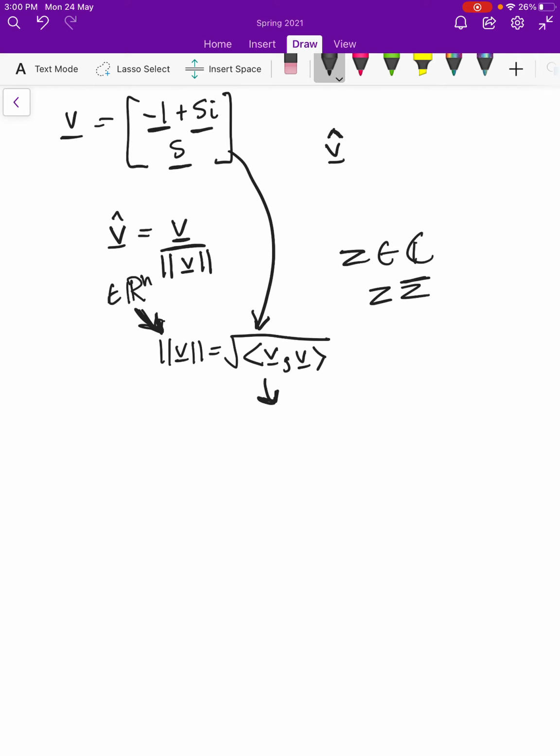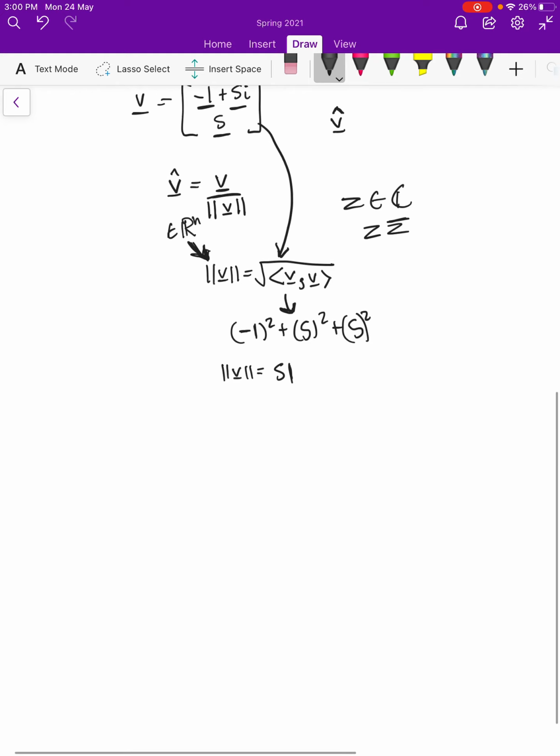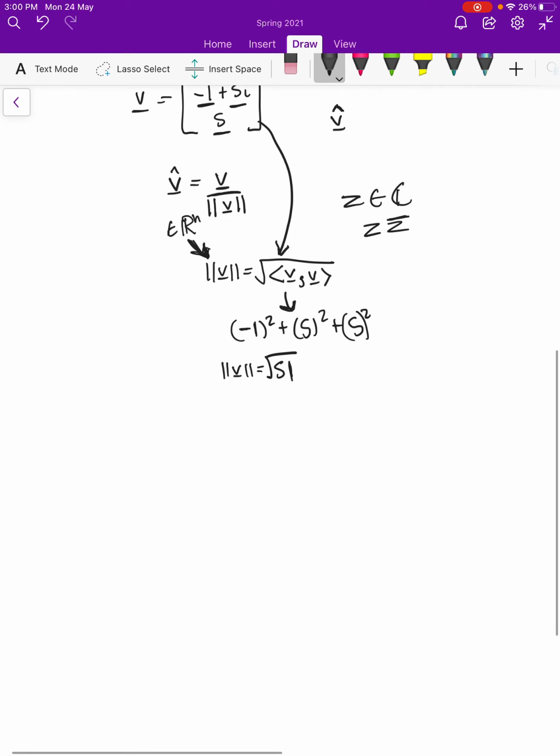You can expand this yourself, but I'm going to do the simple way, so you can use it or not if you want. This is just -1 squared plus 5 squared plus 5 squared. This is just 51. So v norm is equal to 51. That's a pretty quick calculation. Oh, square root of 51. Don't forget the square root.